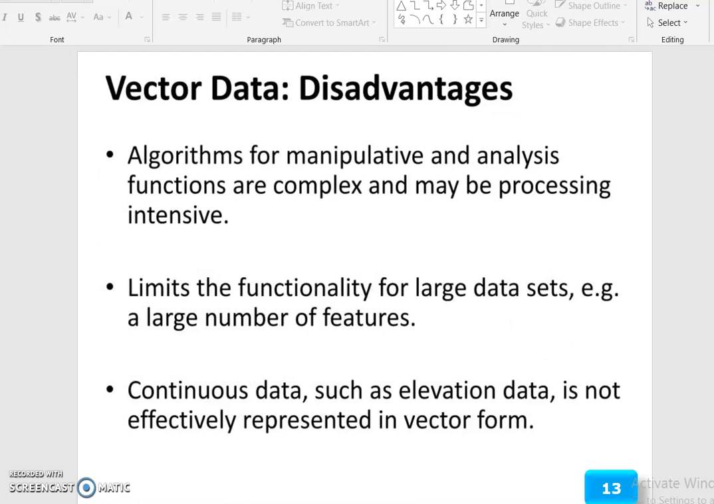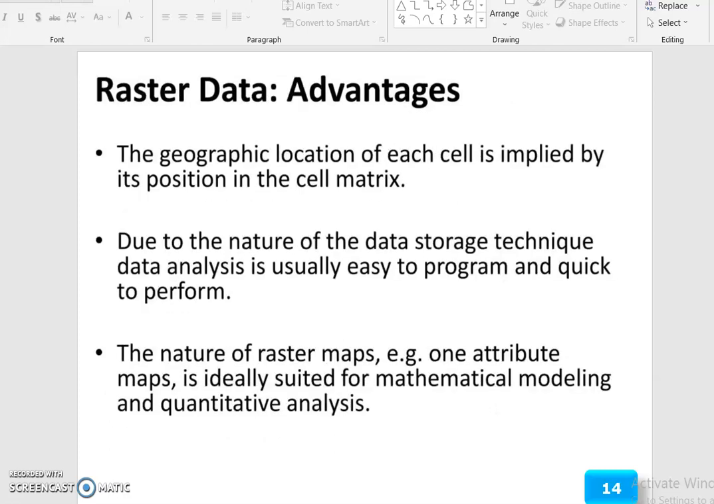Vector data disadvantages. Algorithms for manipulation and analysis functions are complex and may be processing intensive. This limits the functionality for large data sets, for example a large number of features. Continuous data such as elevation data is not effectively represented in vector form.